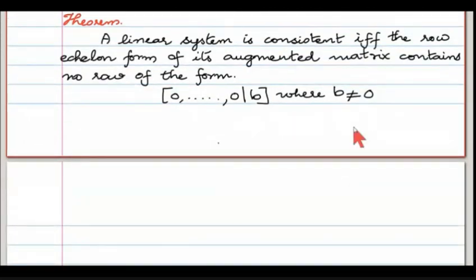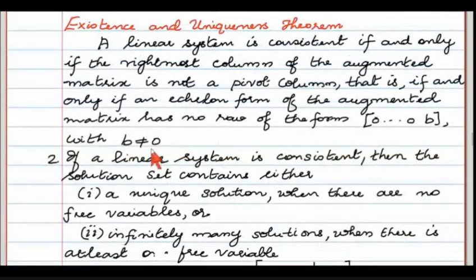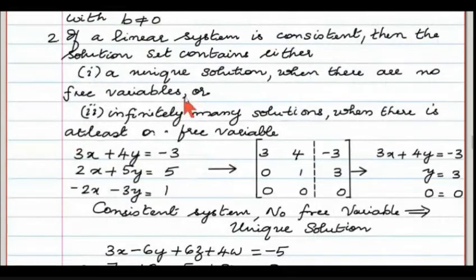Existence and uniqueness theorem: a linear system is consistent if and only if the rightmost column of the augmented matrix is not a pivot column. That is, if and only if an echelon form of the augmented matrix has no row of the form 0, 0, 0, b with b not equal to 0. Second one, if the linear system is consistent, then the solution set contains either a unique solution when there are no free variables, or infinitely many solutions when there is at least one free variable.